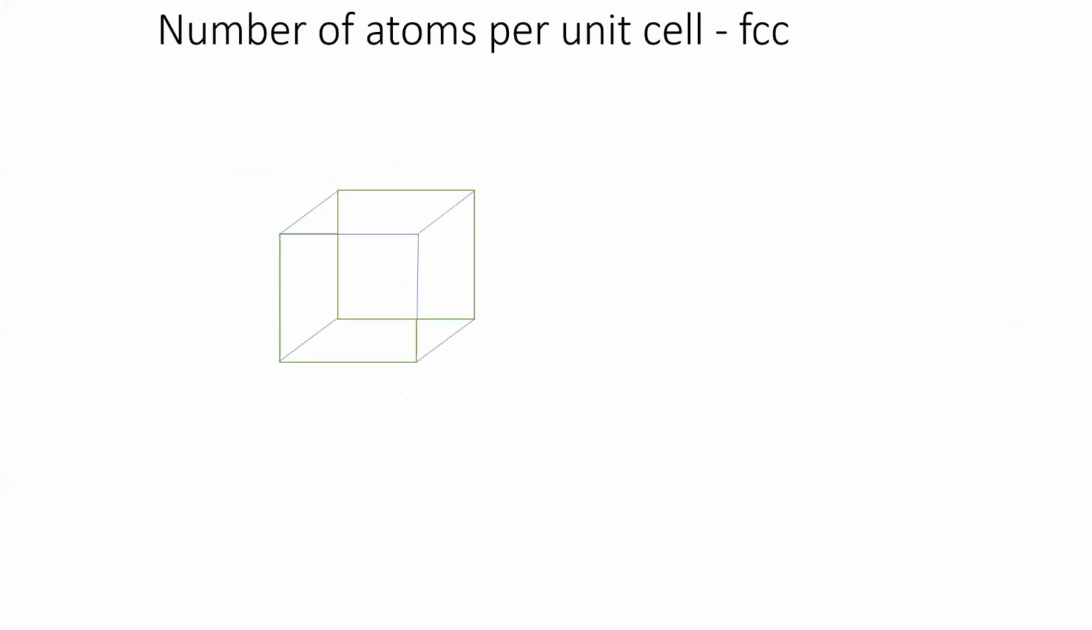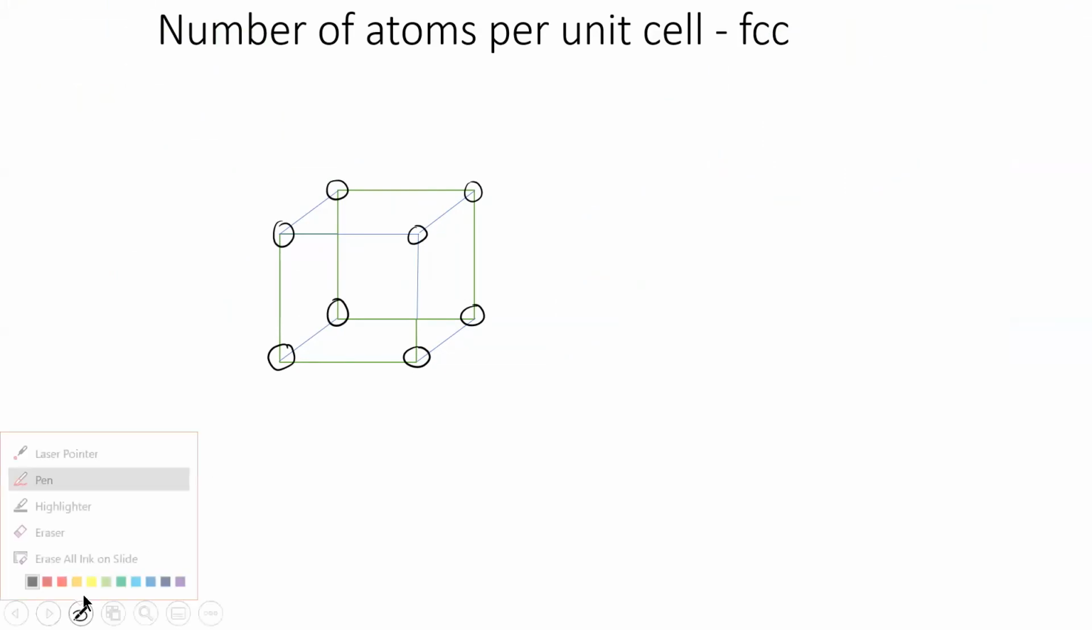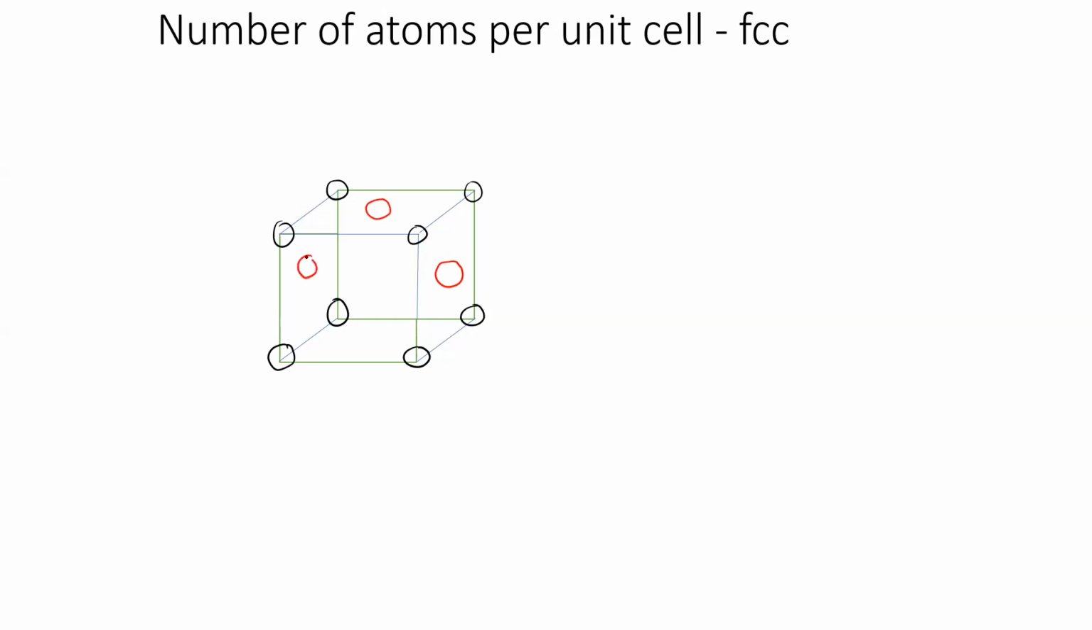And next, you will get to understand the face-centered unit cell. Suppose one unit cell is here. You know the corner atoms 1, 2, 3, 4, 5, 6, 7, 8. 8 corner atoms are there. Now we have one atom in a face center, another atom in a face center. There are 6 face-centered atoms. It will be looking like this.